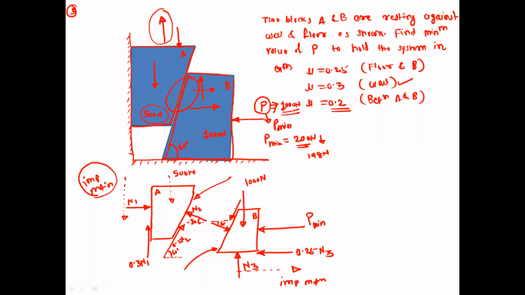It is along this plane and in the downward direction. This angle is 60 degrees, and this angle will be the same, 60 degrees. Friction force will be the same, 0.2 into N2. So now consider the free body diagram for block A first. Use the conditions of equilibrium and get the common reaction N2. I hope this is clear, how to draw the free body diagram and how to consider the impending motion.